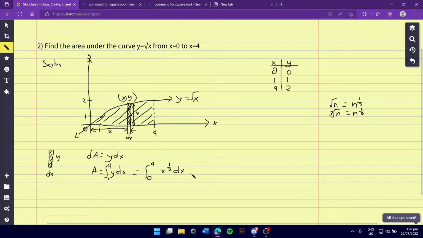So next, we will integrate it. x raised to 1/2 plus 1 will become 3/2. So x to the 3/2 over 3/2 right here. Then your limits from 0 to 4. Next is to simplify. It becomes 2/3 x raised to 3/2, from 0 to 4. Next, we will distribute the value of your x.